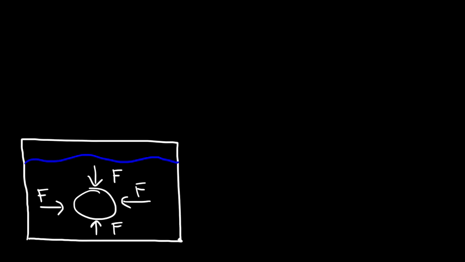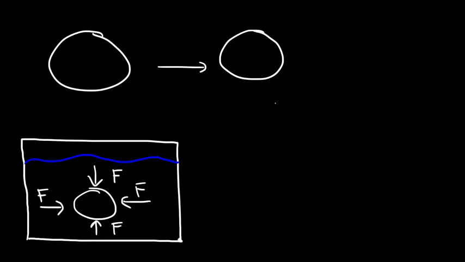So whenever you place an object in a fluid like water, the volume of the object will decrease due to the internal forces that compress the object. So the original volume may be like this, but the new volume will be slightly less. So this is the original volume, this is the new volume, or the final volume. So the change in volume is always negative. It's V final minus V initial.